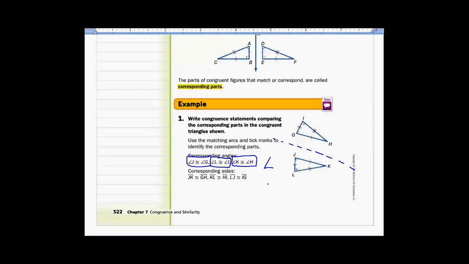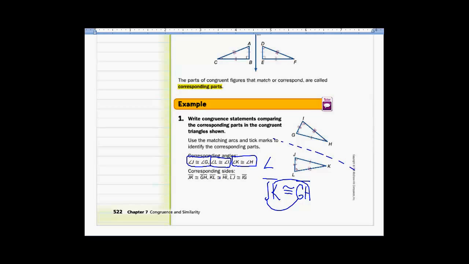Also for the sides, if it is side JK, make sure you are putting the segment symbol above it. Now, if JK is our side, put them in the same order. So JK corresponds to GH. I'm not necessarily going to count it wrong if you put HG, but which ones match up with which? J matches up with G, K matches up with H. So make sure that you do put them in the same order.